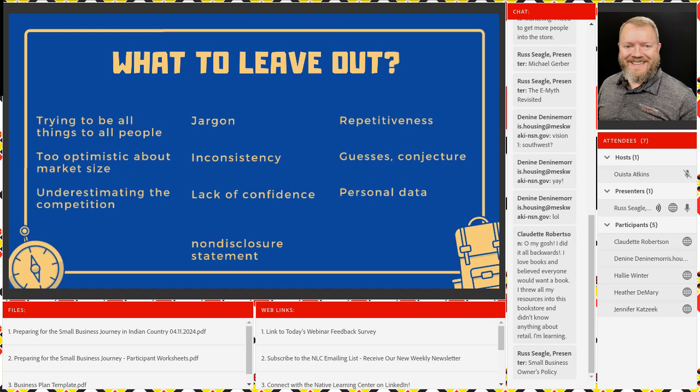You want to leave the guesses out of it. You want to use language that is strong and confident. You don't ever want to say, we think we might be able to do this. No, you want to say, based on our research and experience, we believe we will blank. Okay. If you don't use bold, confident language, the reader is not going to feel bold and confident.